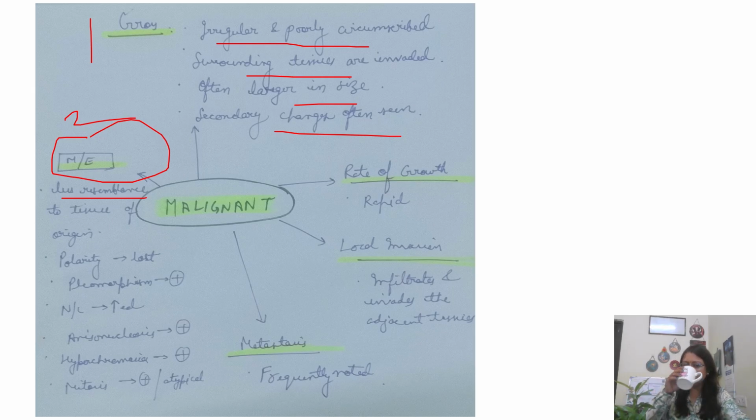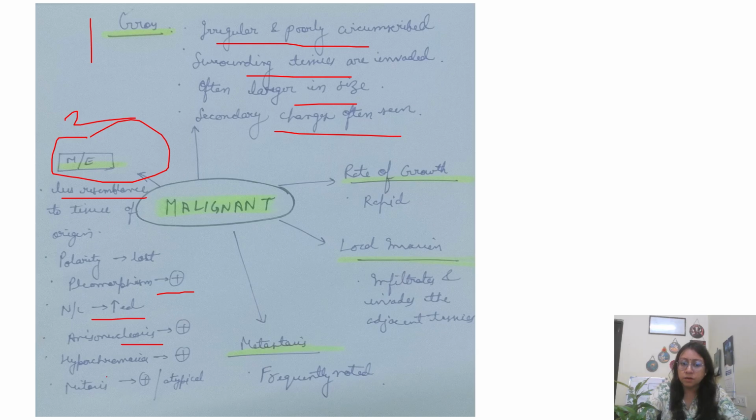So polarity is lost. There is no orderly arrangement of the cells in the tumor. So pleomorphism is obviously present. The cells will be of different size and shape. Nucleocytoplasmic ratio will be increased. Nucleus increases in size, correct? Then anisonucleosis, so there is variation in the size and shape of the nucleus.